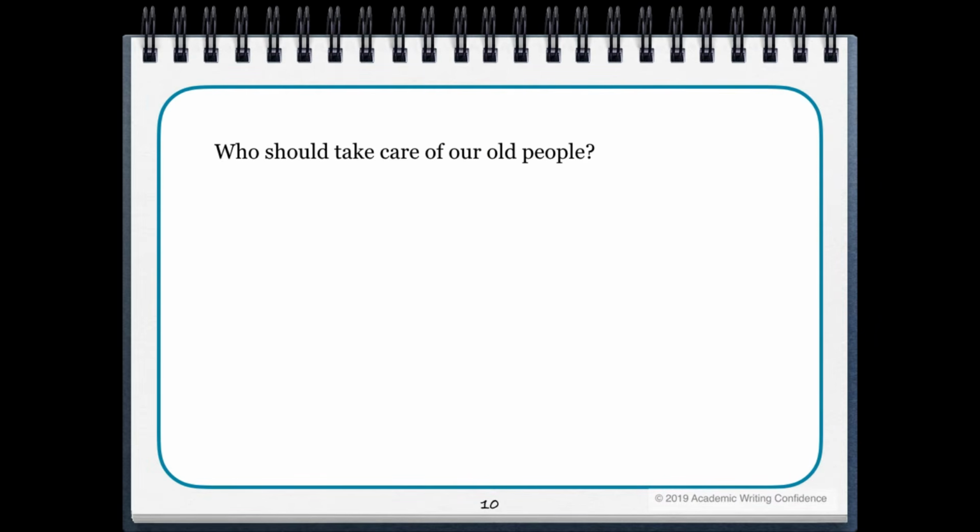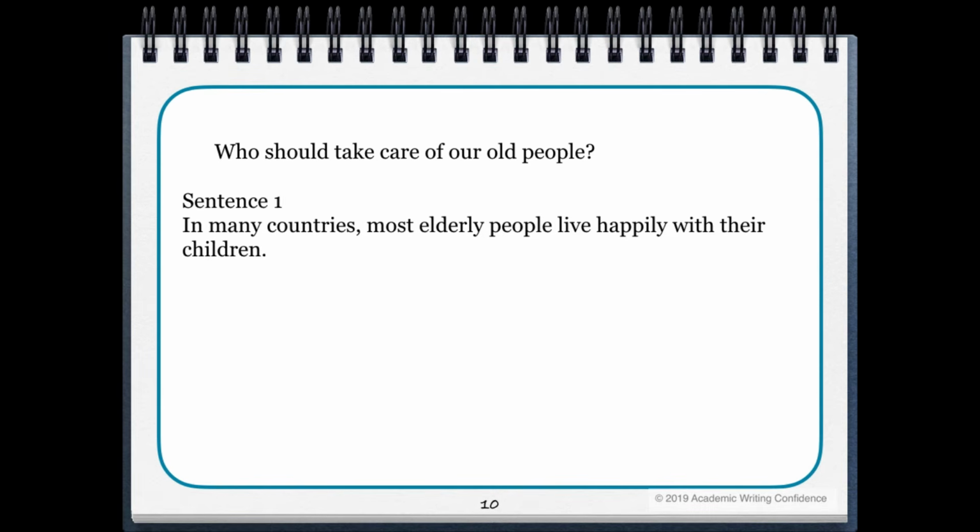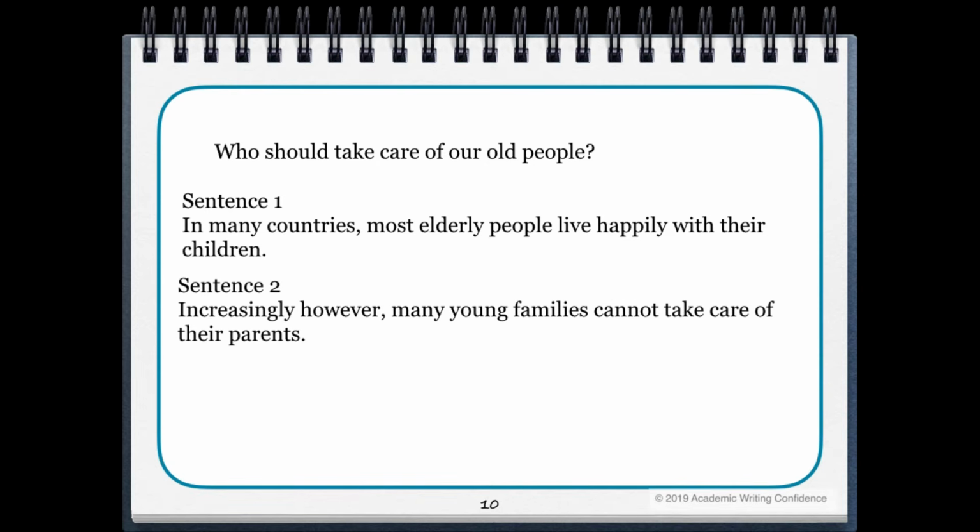Here's an example. In this question, who should take care of our old people? Sentence 1 could say something like this. In many countries, most elderly people live happily with their children. Now that's one side of the situation. And then sentence 2 could say, increasingly, however, many young families cannot take care of their parents. This is the other side of the situation.